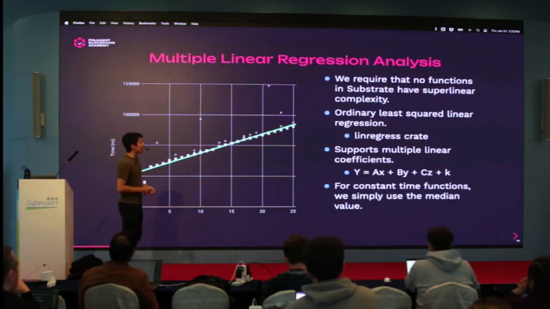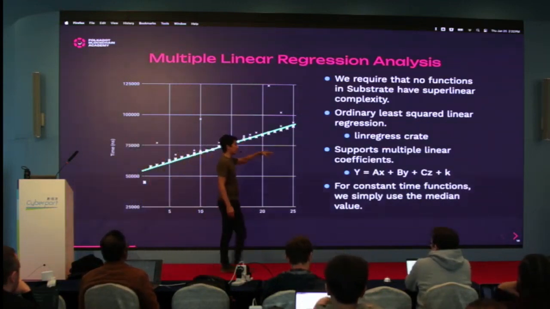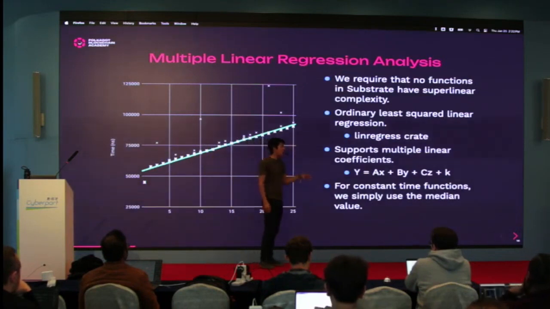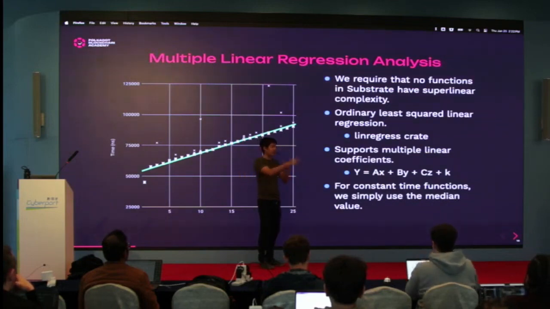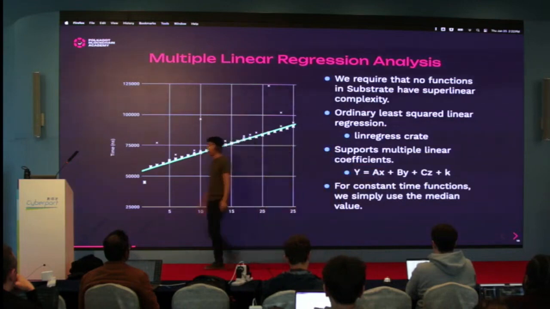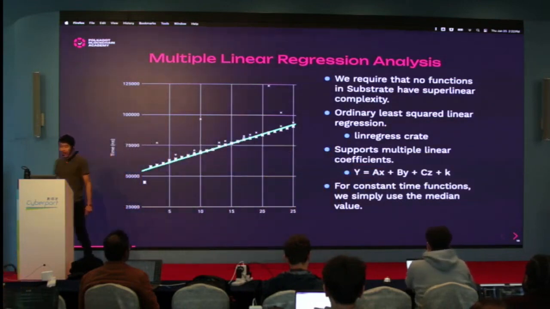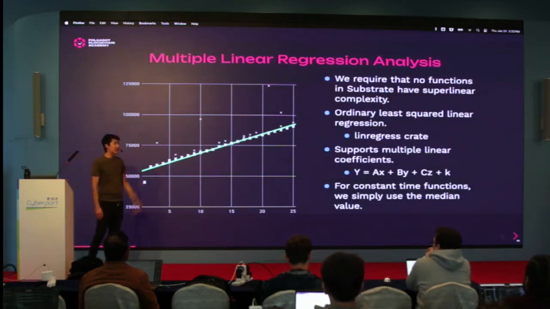We use ordinary least squares regression to be able to create these linear lines, and we support multiple linear coefficients. When we're benchmarking a function, the complexity of your function may be dependent on multiple different factors, right? Like how many people voting, how many total users, how many this and that, et cetera. We support, of course, doing a linear regression fit with a formula that has any number of coefficients. Okay, and we'll see this more in example. And of course, anytime we have a constant time function, where there is no linear fit, we'll just use the median value, not the mean value, the median value.